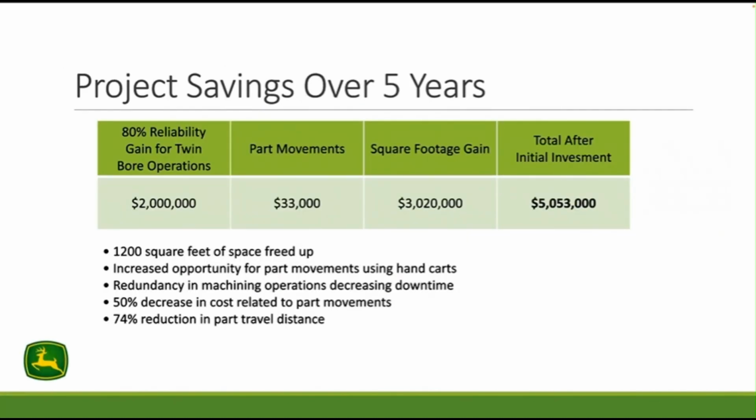Over 5 years, one of the big gains was that 1,200 square feet of space was freed up. That was due to decreasing from 3 machines to 2 machines. Another big gain is the assumed 80% reliability gain from the twin bore operations. That is because the twin bore has that redundancy allowed by moving to a mooring process rather than the twin bore process. And then we also have a gain of $33,000 from decreased part movements over 5 years.